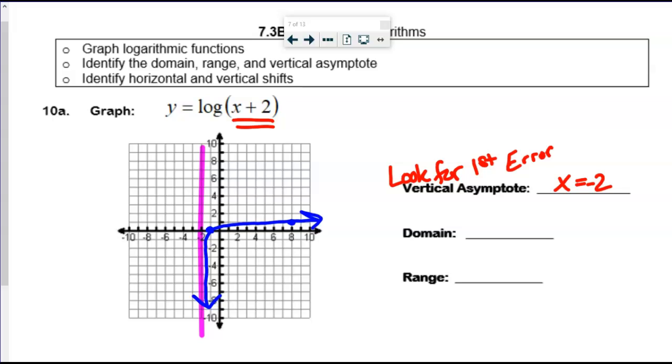Alright, so let's talk about domain. In this case, your domain doesn't go forever. It's going to be kind of cut off by the asymptote. So your domain tries to approach -2 and then goes on forever to infinity.